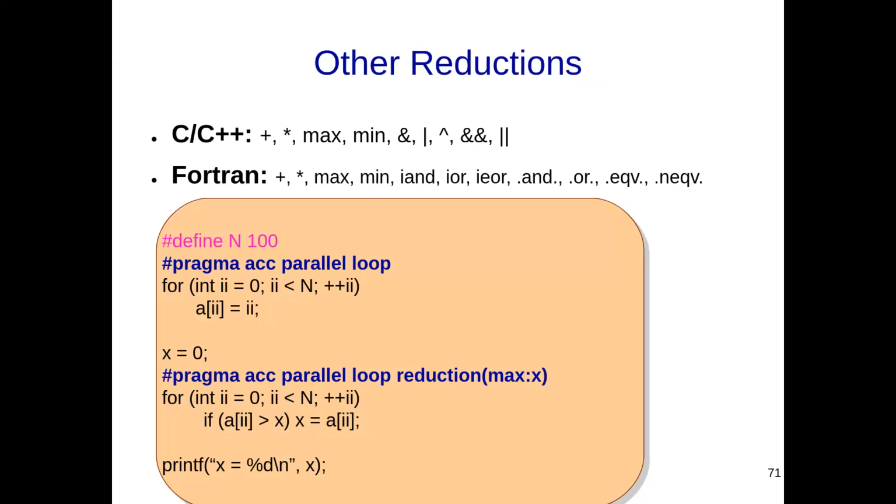So if I write if a of I greater than x and x equal to a of I, and specify reduction min comma x, you might be in trouble. You might get some wrong answer. As long as you are writing it in the same way, it should be all right. What should be the output of this code, by the way?